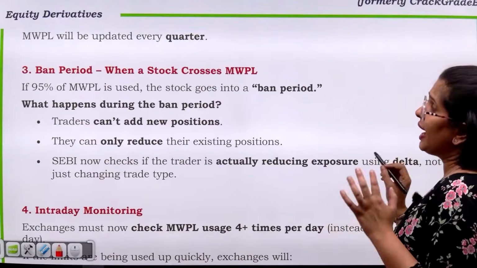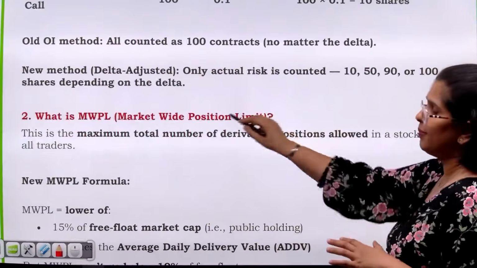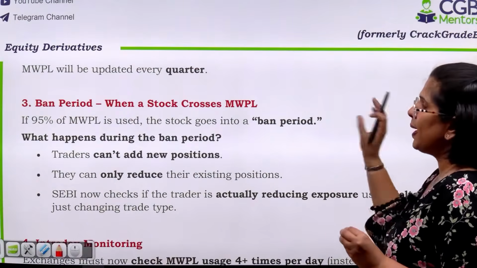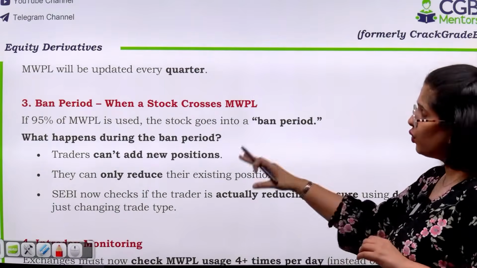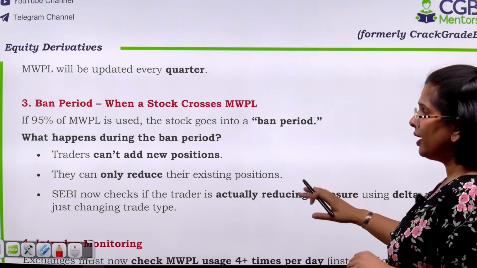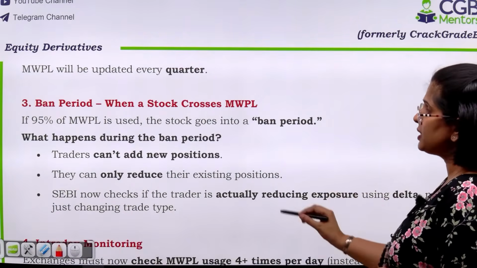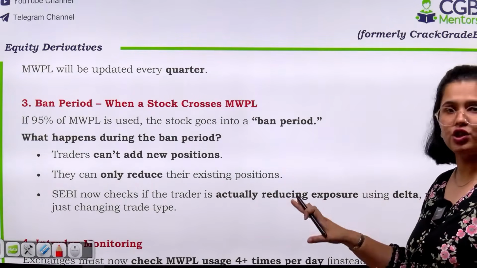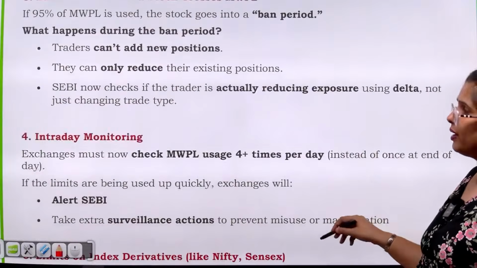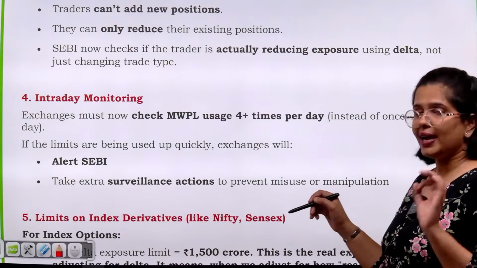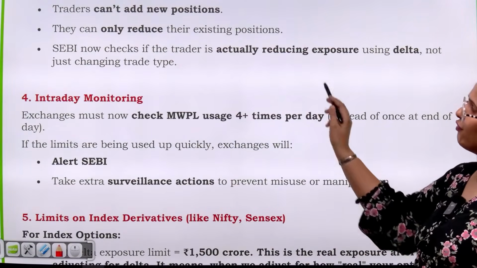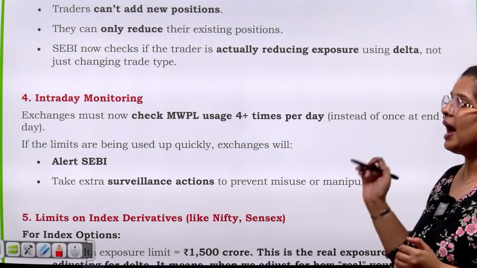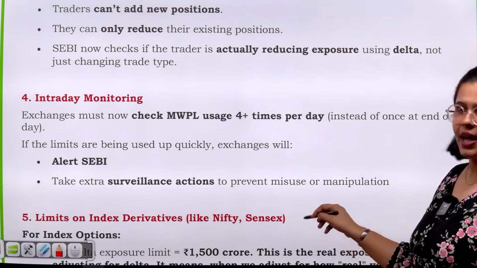Now if 95% of your market wide position limit has been utilized, then there would be a ban period. In that ban period, new contracts cannot be added. They can only reduce their existing positions. So SEBI checks if the trader is actually reducing or not. ठीक है, so these things will be checked to reduce the speculation. Now it has been told to the exchanges that right now you were doing just one-time checking. Now you have to check the market wide position limit 4+ times during the day and alert SEBI, and take extra surveillance if needed.